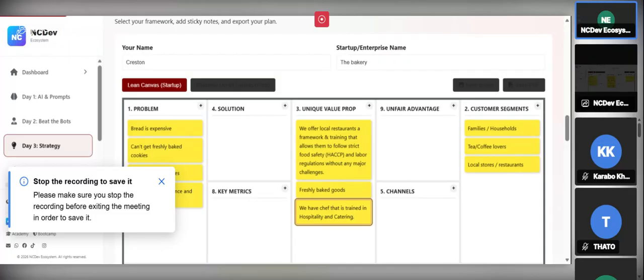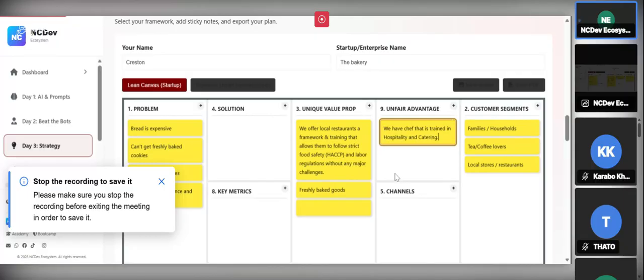So that gives us, yeah, I think that would actually be an unfair advantage. I would add that to unfair advantage rather than unique value proposition. Because why? That's why we would beat the other guys. So unfair advantage is why we would beat the other guys.